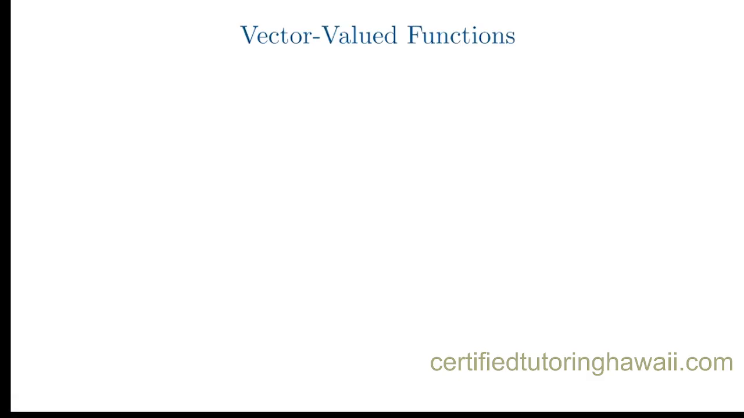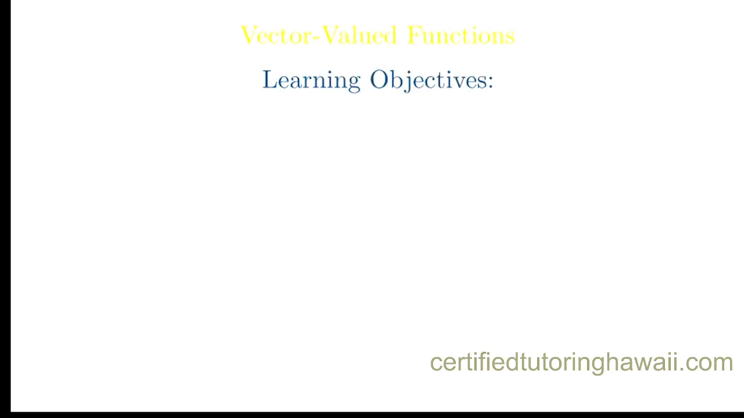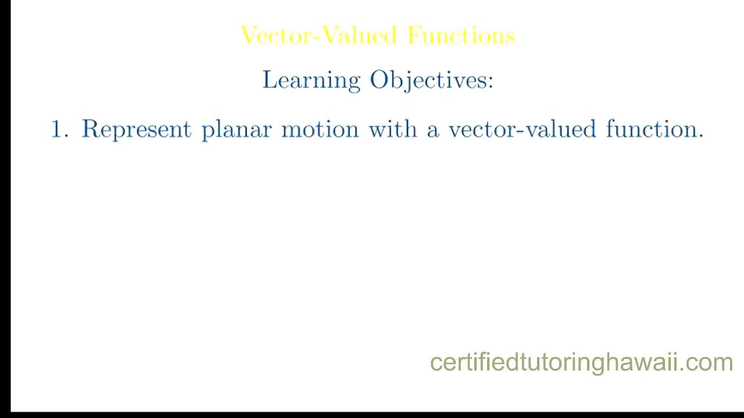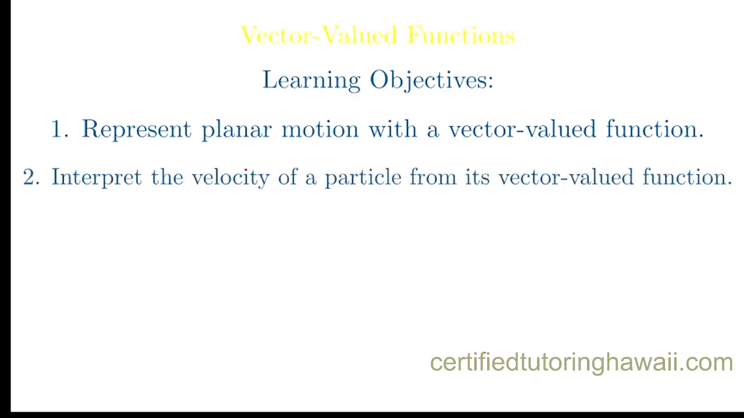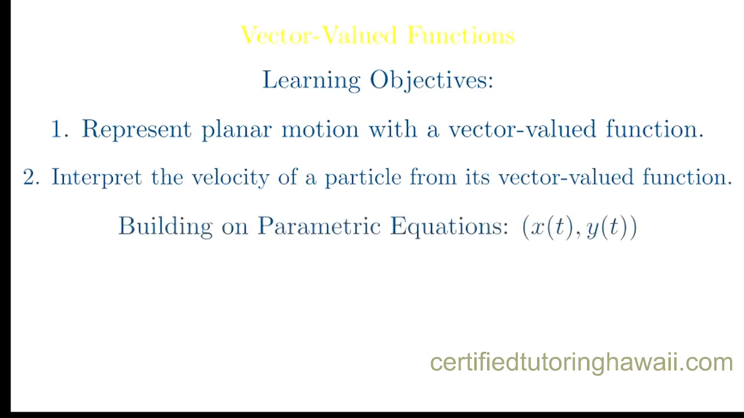Welcome. In this video, we'll be diving into the world of vector-valued functions, a powerful tool for describing motion in a plane. We're going to explore how these functions allow us to represent the position, and later, the velocity, of a moving object. By the end of this session, you will be able to do two main things. First, you'll be able to represent planar motion as a vector-valued function. And second, you'll be able to interpret the velocity of a particle from its vector-valued velocity function. We're going to build on your knowledge of parametric equations to understand this new way of describing movement over time.